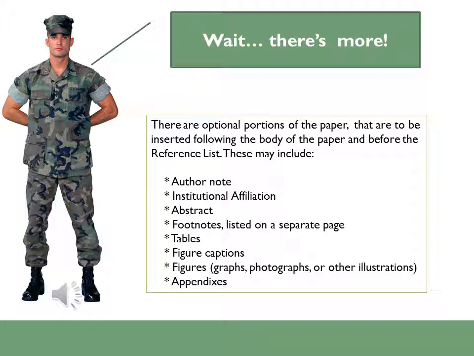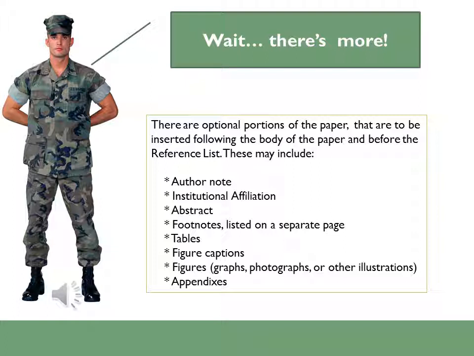So in addition to the major components of your APA paper, there are other optional portions of information that you might need to include. They may consist of an author's note, institutional affiliation, abstract, footnotes, tables, figure captions, or appendices. The author's note is usually found at the bottom of the title page, and it's used to identify affiliations to a department and any acknowledgments of support, whether it's research assistance or financial or any other special circumstances.